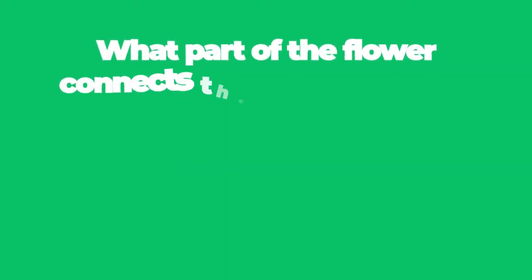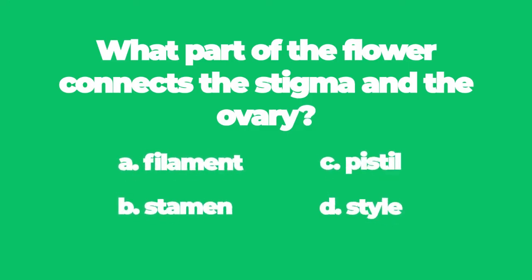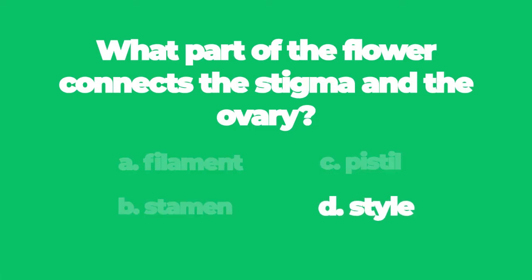Number 2. What part of the flower connects the stigma and the ovary? A, filament. B, stamen. C, pistil. D, style. The correct answer is D, style.